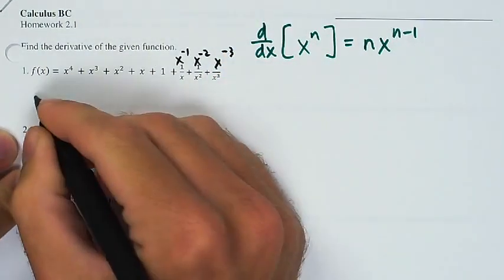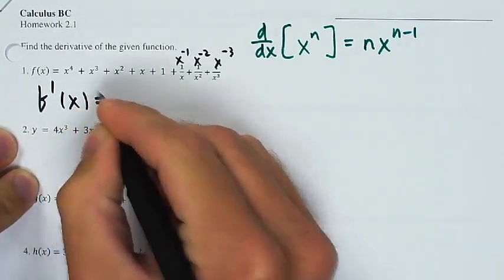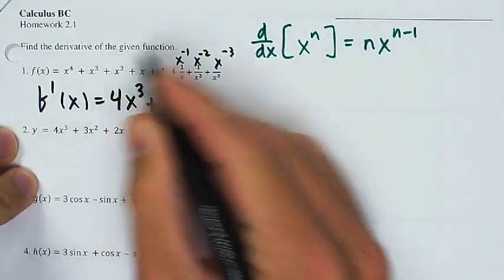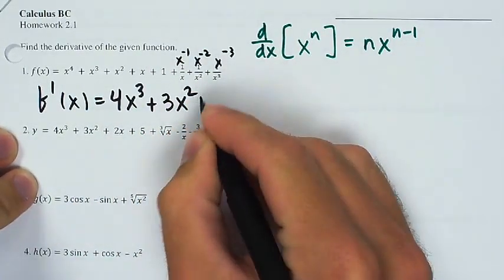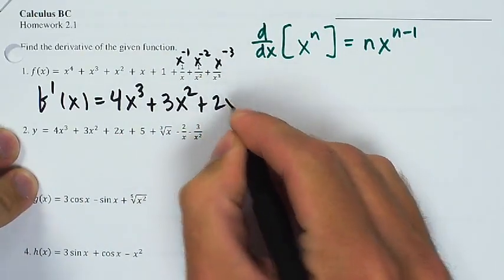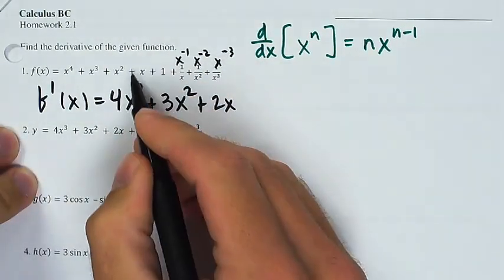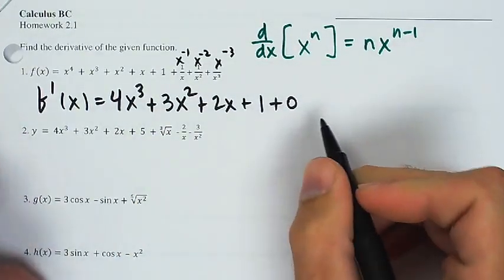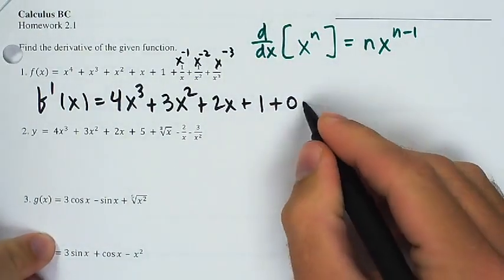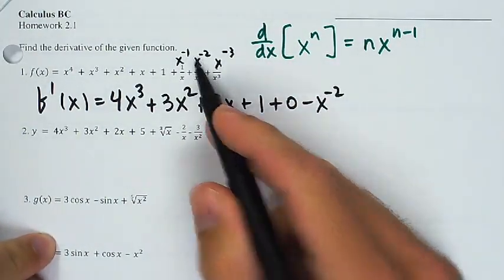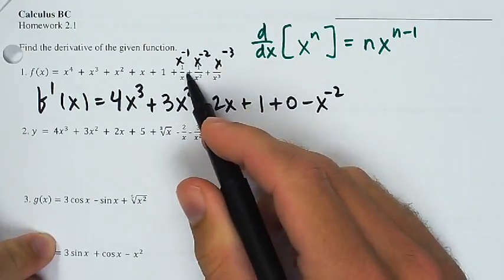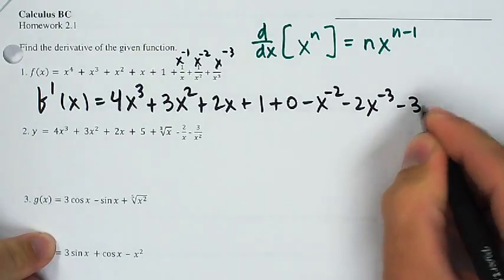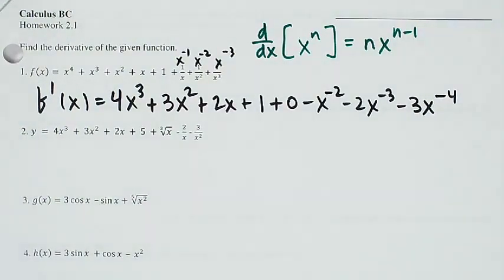So when I take the derivative, I'll have f prime of x equaling the derivative of x to the 4 is going to be 4x to the 3. Derivative of x to the 3 is going to be 3x to the 2. Derivative of x to the 2 is going to be 2 times x to the 1. The derivative of 1x is 1. The derivative of 1 is 0. Derivative of x to the negative 1 will be negative x to the negative 2. The derivative of x to the negative 2, positive x to the negative 2, will be minus 2x to the negative 3, and then minus 3x to the negative 4.